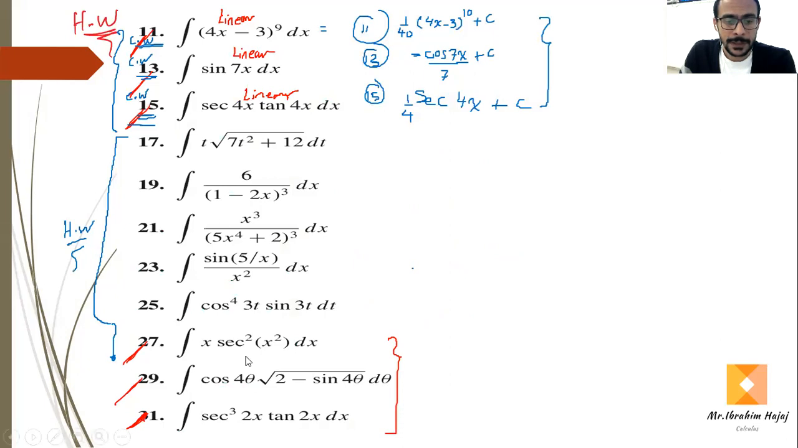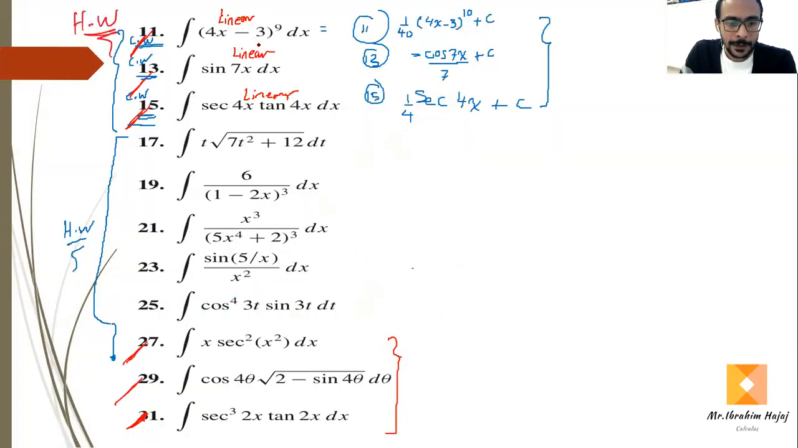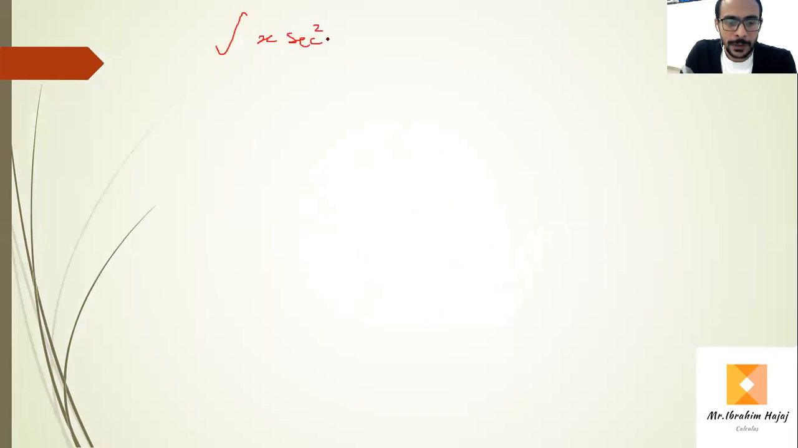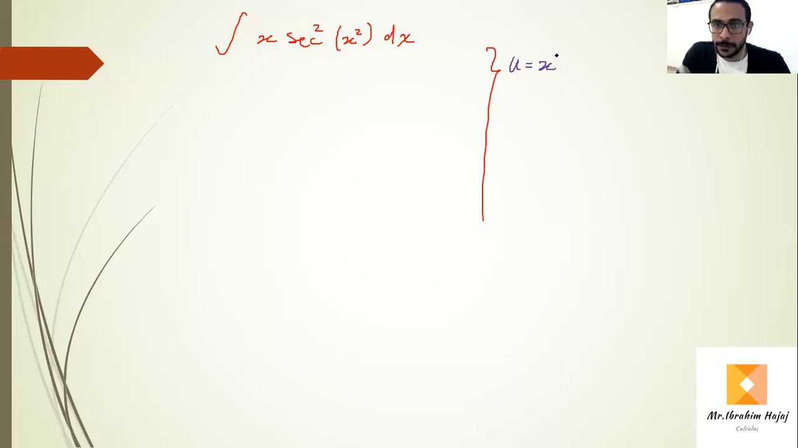27: the integral of x sec squared of x squared dx. Yes, Omar Hourani. Yes, Mr. Solve. Here we must, there is no direct rule. We have to use what? U substitution. Yes. What is u? x squared. The derivative is 2x, so dx equals du over 2x.